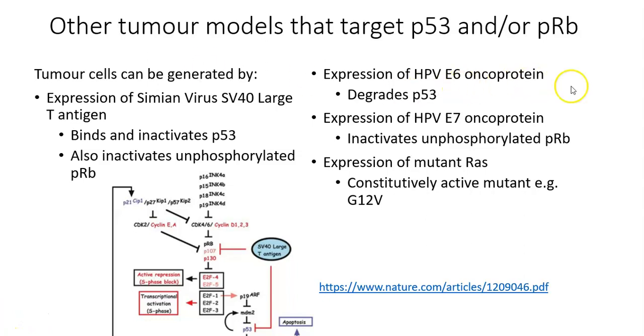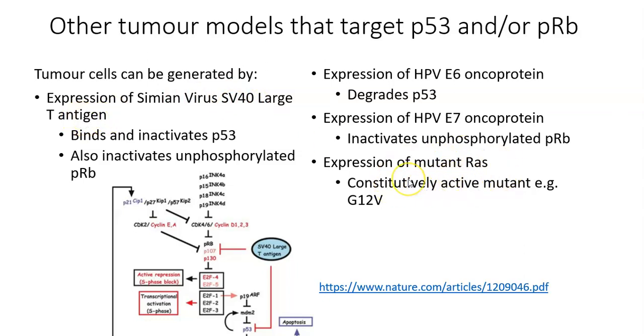Alternatively, we could overexpress the HPV E6 oncoprotein, which degrades p53, so same role here, or express the HPV E7 oncoprotein, which inactivates PRB there. So the combination of E6 and E7 is very similar to the effects of SV40 large T antigen.